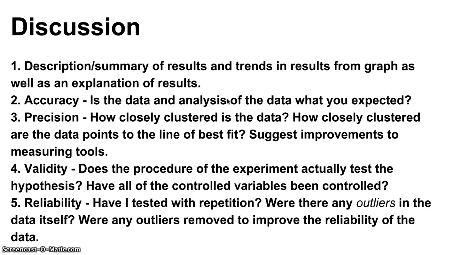Okay, so when you're doing a discussion, it should involve about 5 subsections. Firstly, there should be a description or a summary of your results and trends in your results from your graph or graphs, as well as an explanation of your results. This, I would say, the explanation is probably the most important thing in the whole experiment.